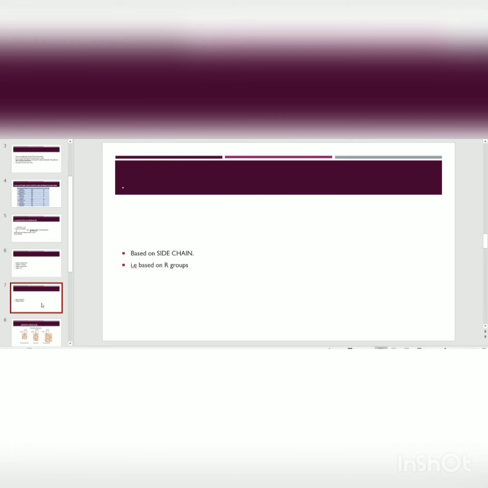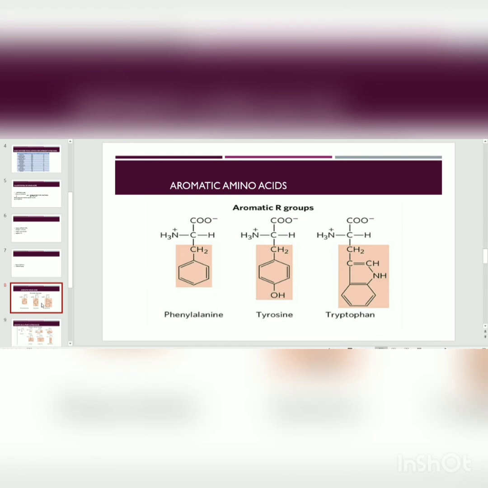So the last basis on which amino acids are divided, that is based on the side chain. That is, side chain is the R group. Okay. So yes, the aromatic amino acids or aromatic R groups. These are the amino acids which have aromatic ring in their structure. As you can see in this case, this is the aromatic ring, this is the aromatic ring, and this is the aromatic ring. Right. So these types of amino acids have aromatic rings in their structure. For example, phenylalanine, tyrosine, and tryptophan.